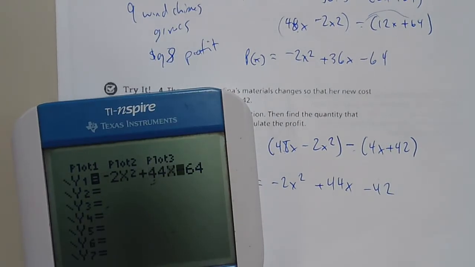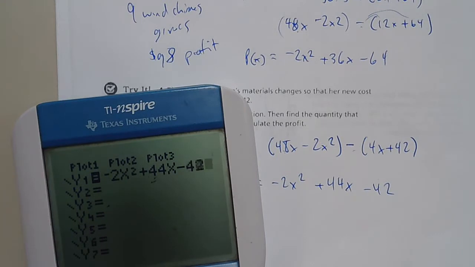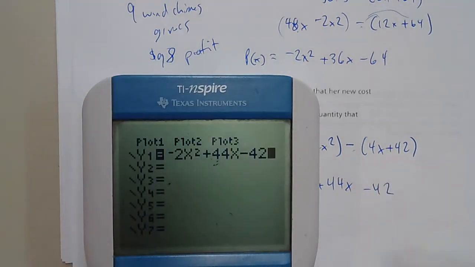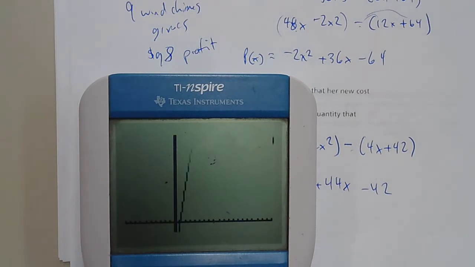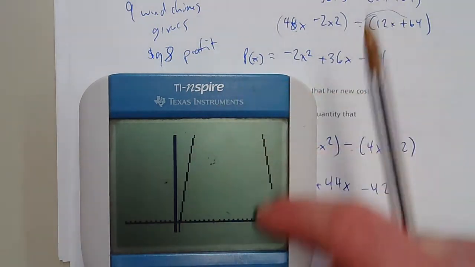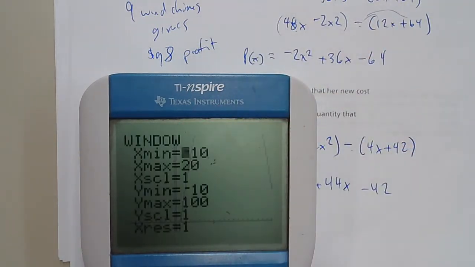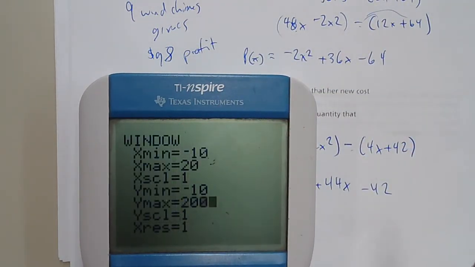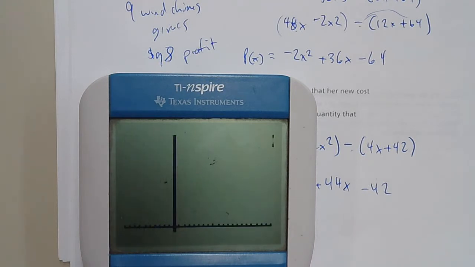It should be more profit, because this is a cheaper cost, which is going to make your profit better. So if we graph this one, we see that it goes up considerably higher. Again, we're going to want to make our Y max bigger. I'm going to change it to like 200. And okay, that's perfect.